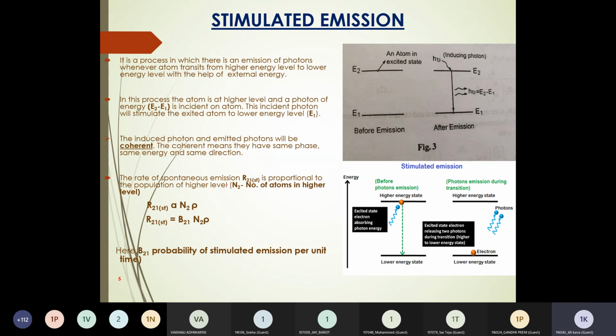Now the rate of spontaneous emission R21 is proportional to the population of the higher energy level, that is N2, the number of atoms in the higher energy level. So R21 stimulated is directly proportional to N2 rho. Now by keeping a proportionality constant B21, here B21 stands for the probability of stimulated emission per unit time.